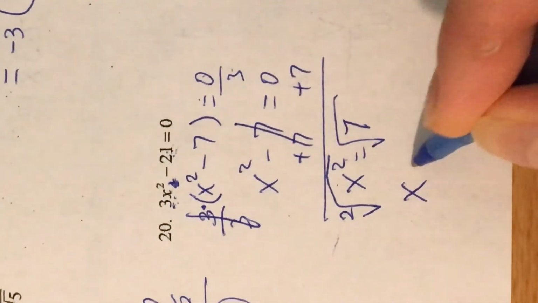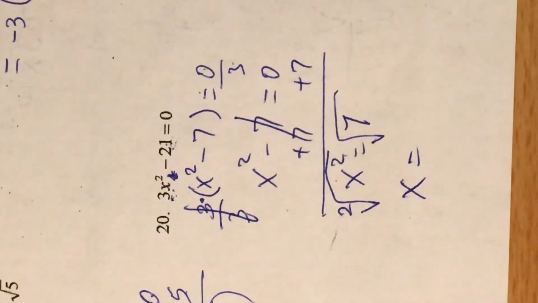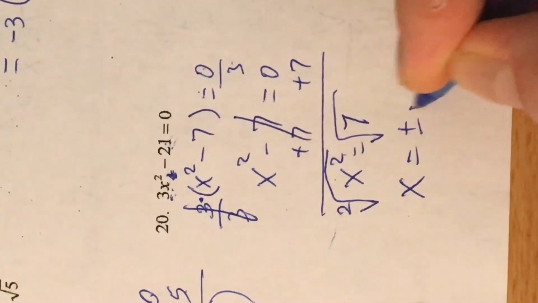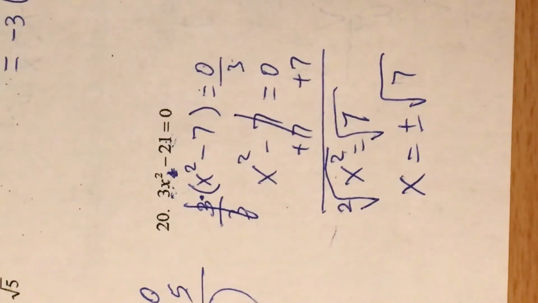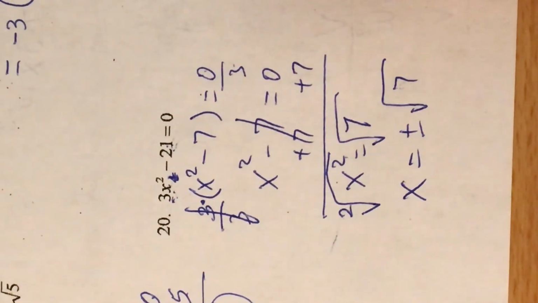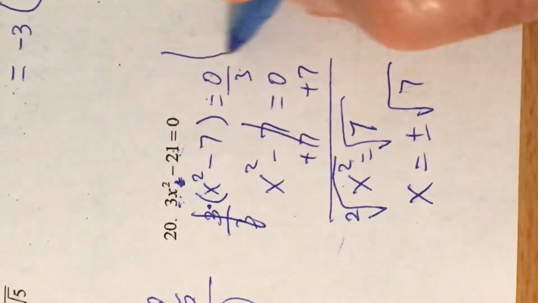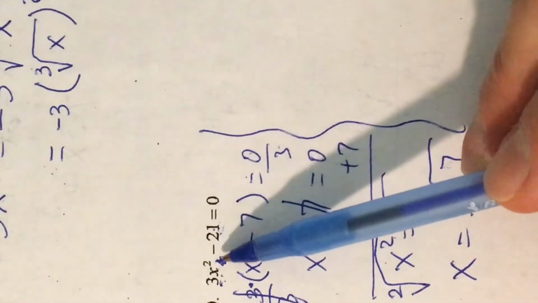So you get x. Now, anytime you're taking the square root at the end of solving an equation process, we always put plus or minus because both positive square root of 7 and negative square root of 7 is possible. So there you go. Those are your two solutions, positive square root of 7 and negative square root of 7. Let me show you one other way for solving the same equation.